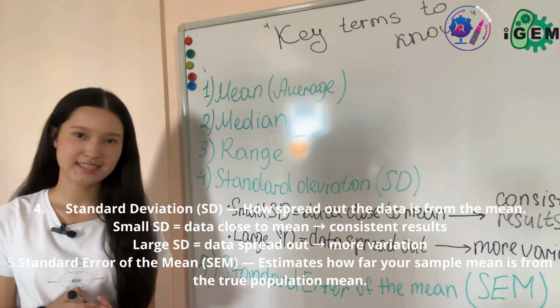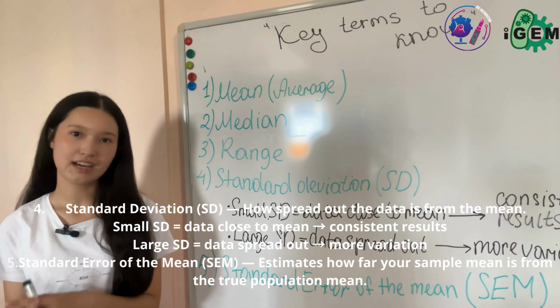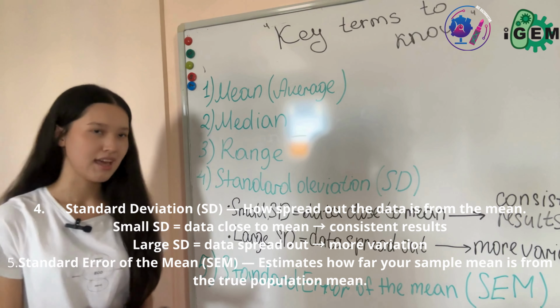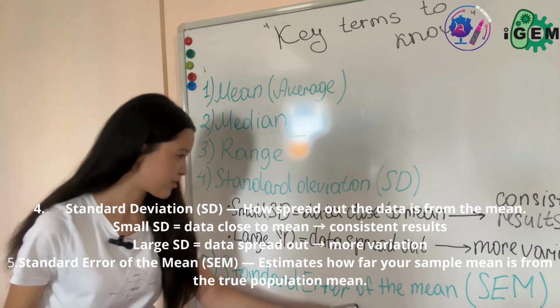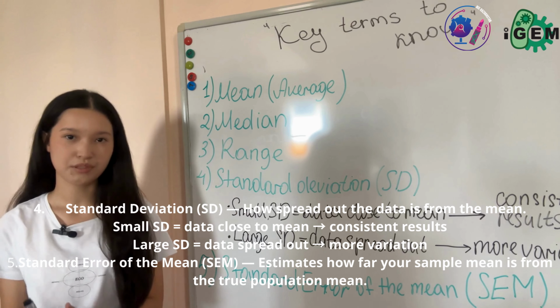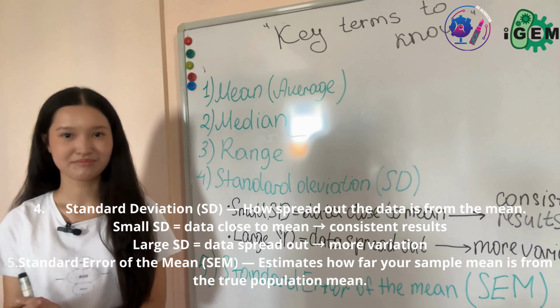For example, a small SD means data close to the mean, which leads to consistent results, and a large SD means data spread out, which leads to more variation. And fifth, standard error of the mean, or SEM: it estimates how far your sample mean is from the true population mean.